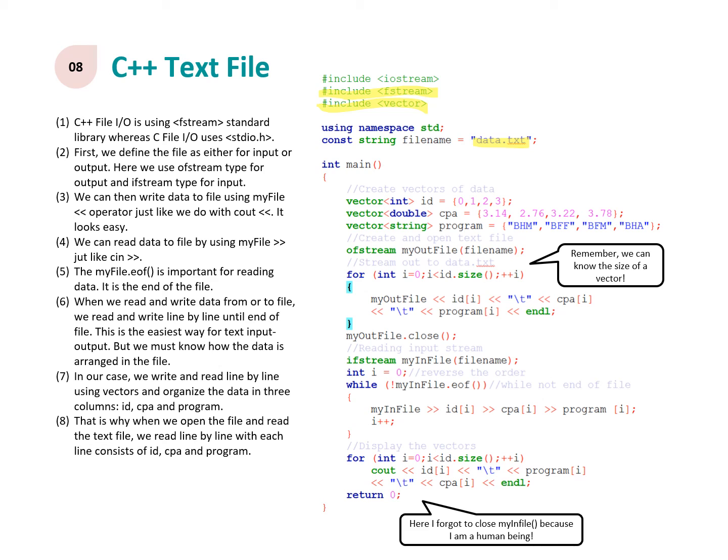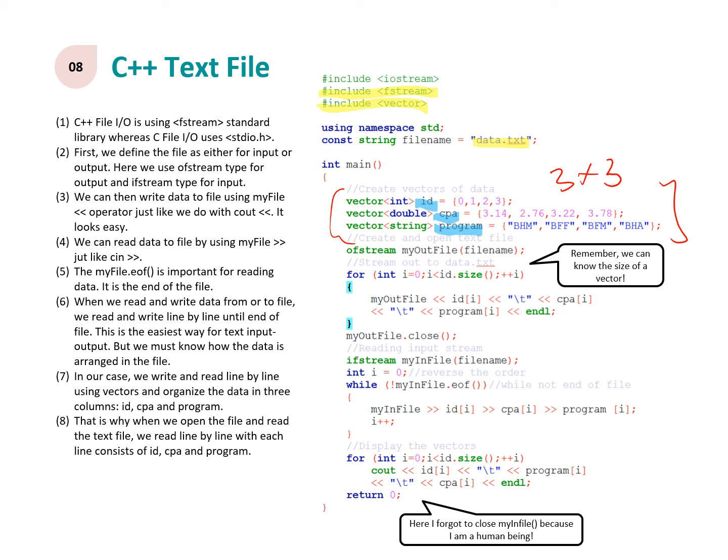First you want to save the ID value, the CPA, and also the programming information. So now this is the data that you want to save. It's basically 3 by 3 data.